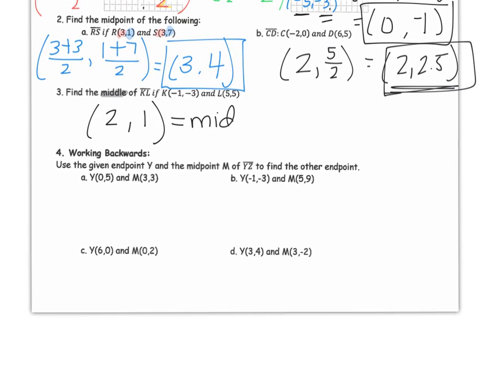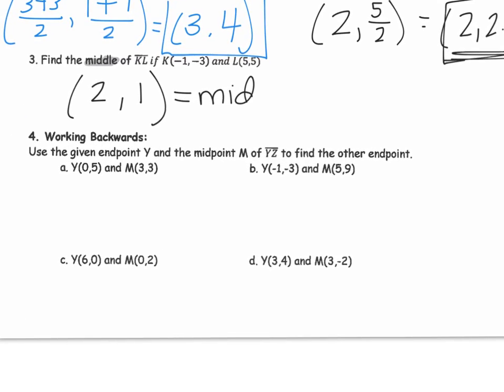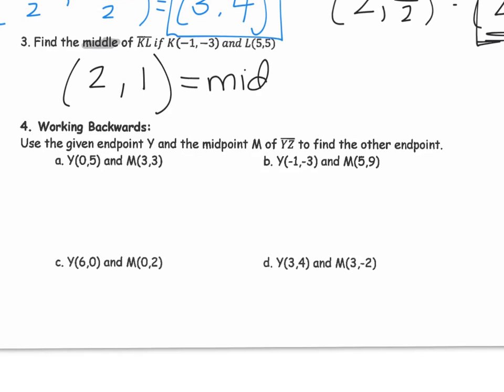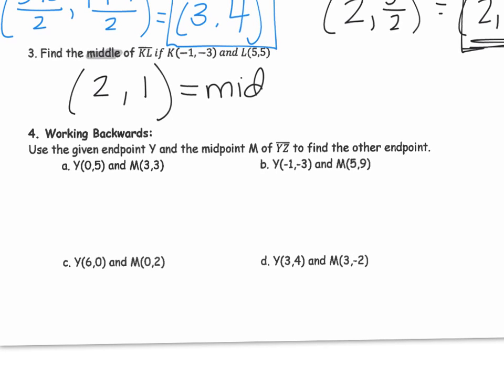These last problems down here is where they get a little bit trickier. So I'm working backwards. I'm given an endpoint and the midpoint, and I want to find the other endpoint. So if I plot this on just a line segment, the endpoint is (0, 5), m is (3, 3). I want to find this other endpoint.